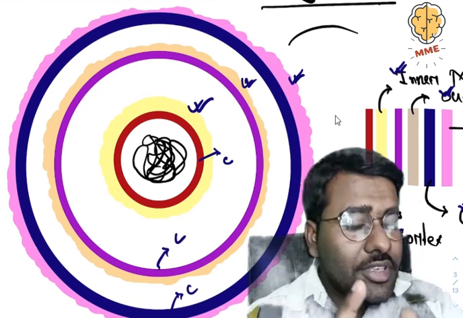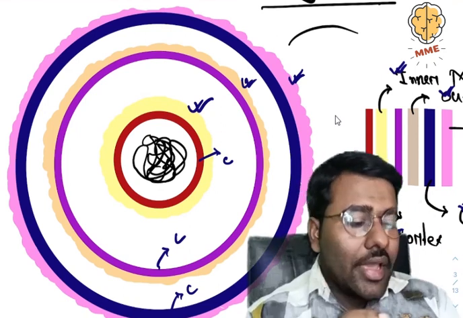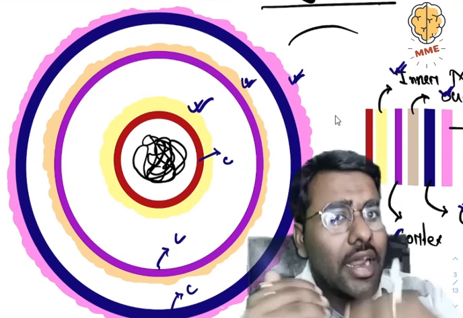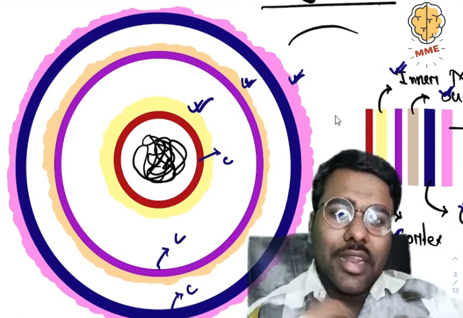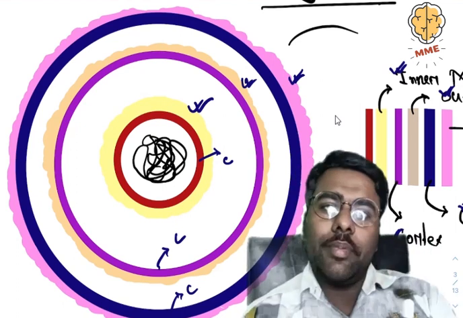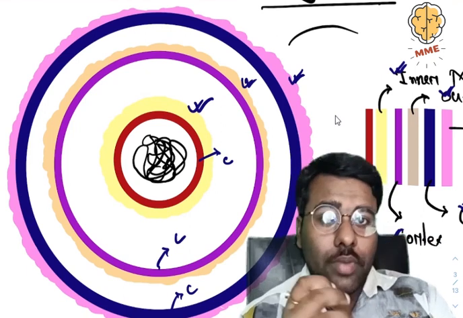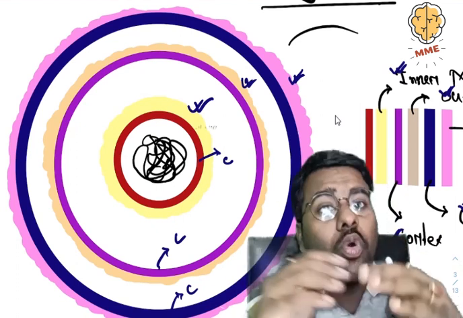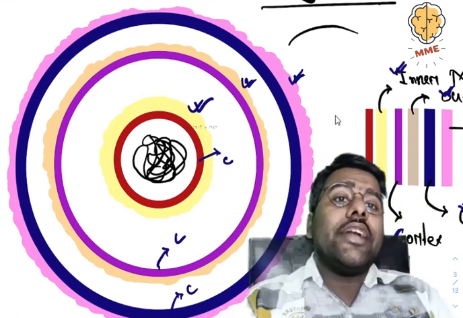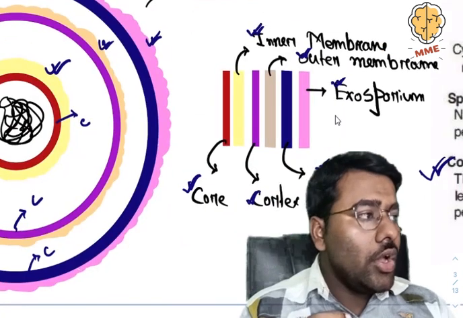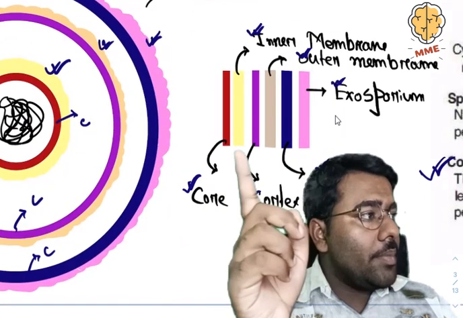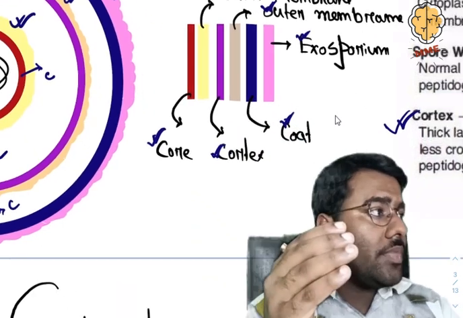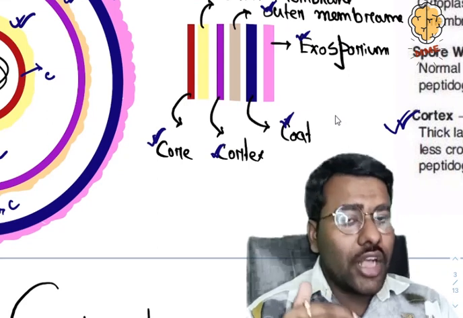After every C, there is a membrane. The first C is the core. Then there is a membrane, the inner membrane. Then there is the outer membrane. And at the very last, the outside membrane is called the exosporium. Very simple. So what are the layers? First core, then inner membrane, then cortex, then outer membrane, then coat, and then exosporium. That is the actual sequence of the structure of the spore.